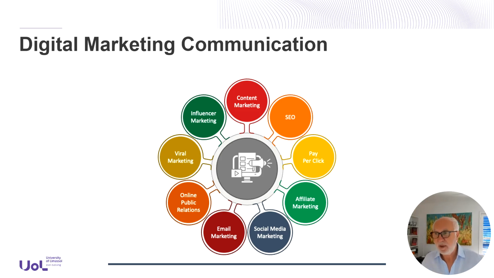You can pay for it, like pay-per-click. You can establish affiliate marketing and other ways. By the way, email marketing still works. There are various forms of social media marketing, and of course, if you want to get viral, that is the best thing you can do. So what you see here is a distinction between traditional marketing and digital marketing communication.